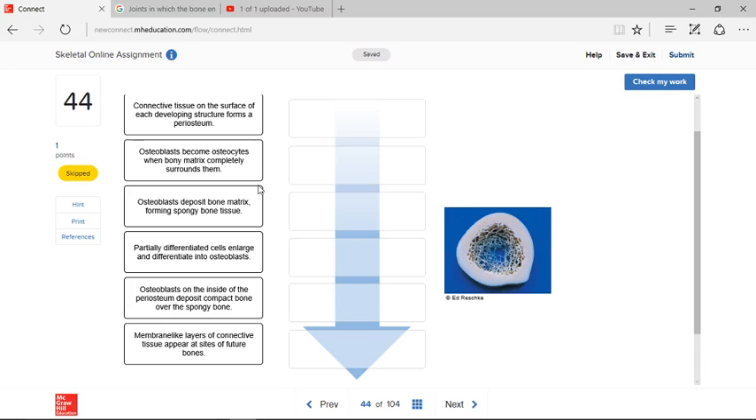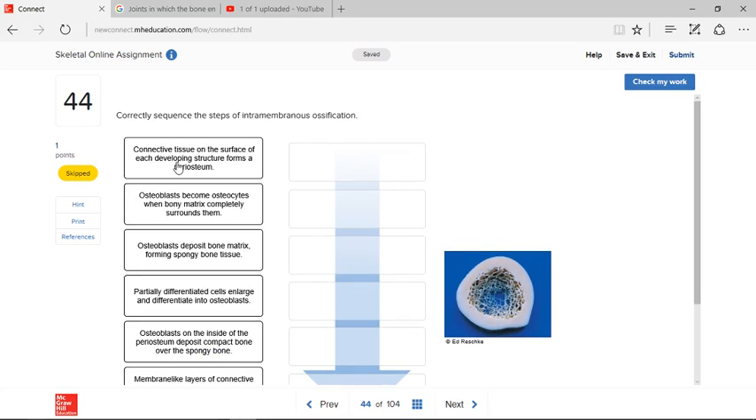Let us begin. We're going to start off by just reading these and seeing what it is. Connective tissue on the surface of each developing structure forms a periosteum. And I honestly might have to come back to this one. This is one that's going to be pretty difficult. I can tell you that.